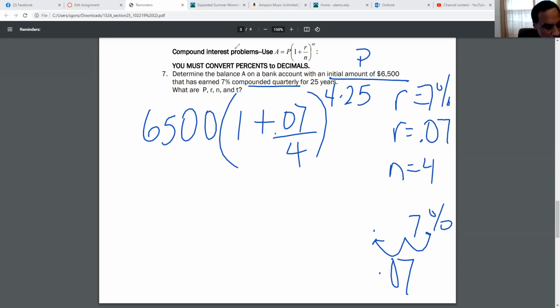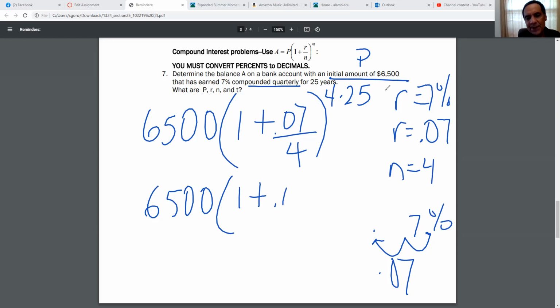Now, once again, shortly, you're going to get a little calculator lesson because these things are not terribly easy to put into the calculator. You might consider simplifying, but that's up to you. Like you might take 0.07 divided by 4 and get 0.0175, and you might want to take 4 times 25 and get 100. Now that's up to you. You might think that's not as easy. Well, what happens when the rate gets tougher?